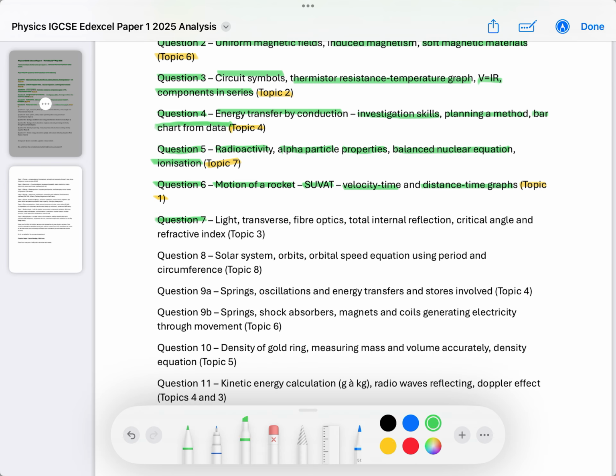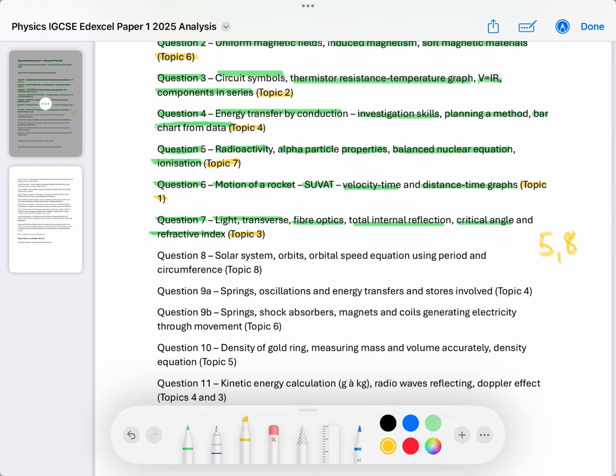Question 7 was about light. They want you to know what transverse means. There was fiber optics, which has total internal reflection, and you had to measure the critical angle with a protractor and calculate the refractive index by using the correct equation. So that's topic 3. So now if you think about it, we've got 1, 2, 3, 4, 6, 7. So the only topics left are 5 and 8.